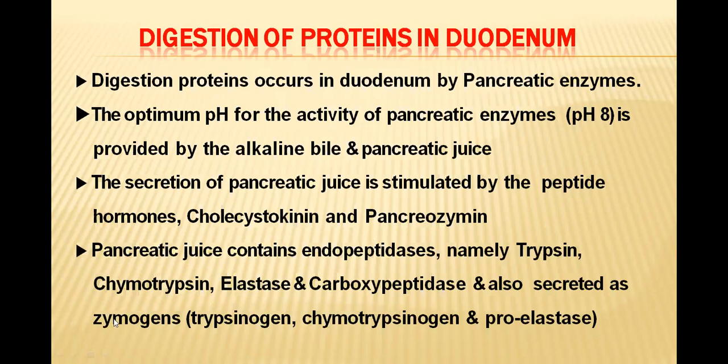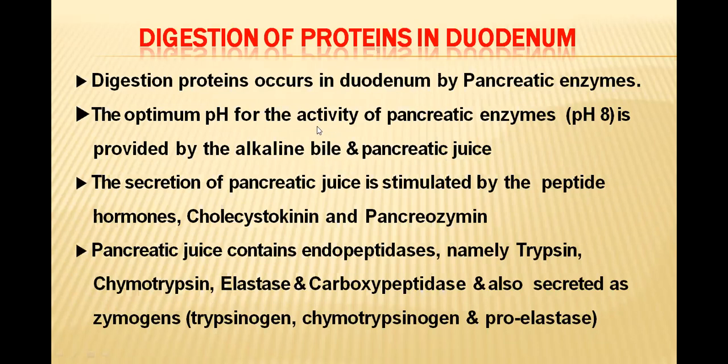And this pancreatic juice has inactive zymogens. Later, these inactive zymogens will be converted into active endopeptidases. And these active endopeptidases will participate in the digestion of proteins. The activity of these enzymes requires a pH of 8. And this pH of 8 will be provided by the alkaline bile and pancreatic juice.